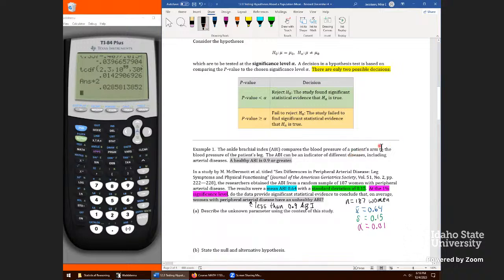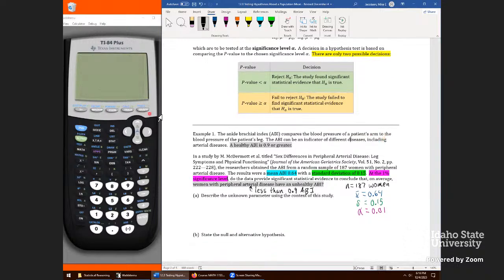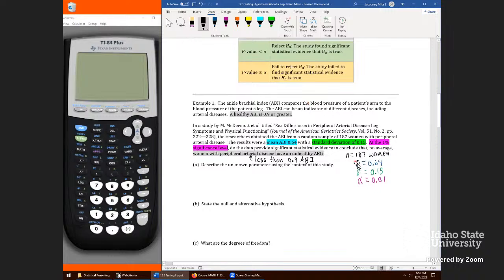Well, any questions or comments, folks, so far? Okay, well, now that we have the rundown of the information of the problem, it says, describe the unknown parameter using the context of the study. So in this problem, the parameter is going to be mu. And the reason we know is the moment you see X bar is an approximator of the unknown population characteristic mu. So that must be the right thing to put here as a symbol to start. We can say next that mu is equal to the mean ABI.